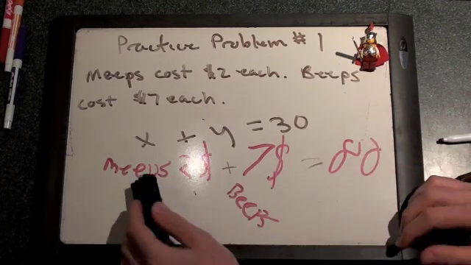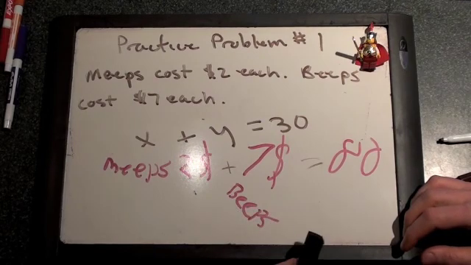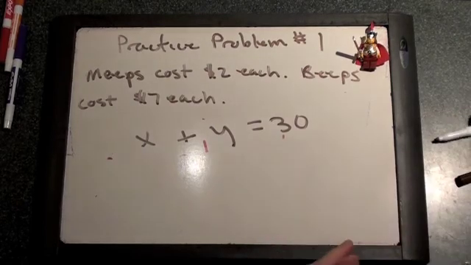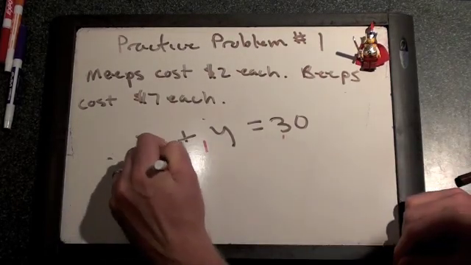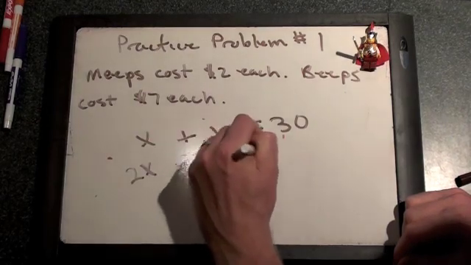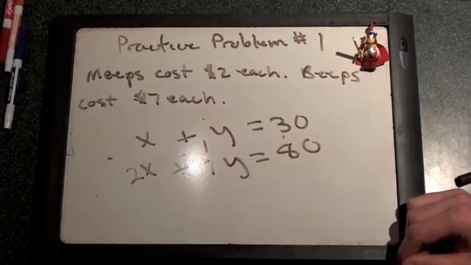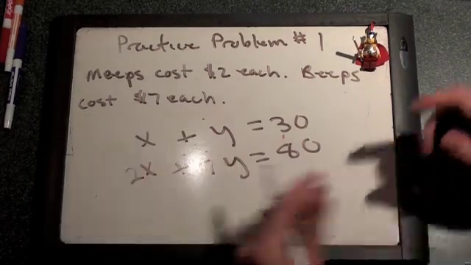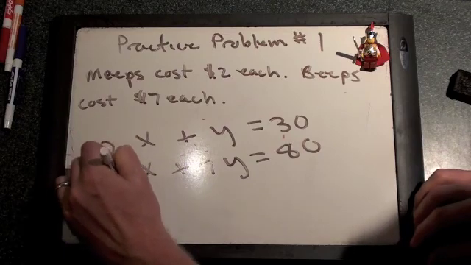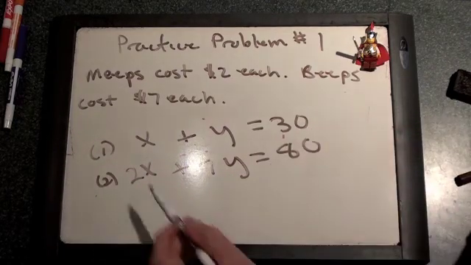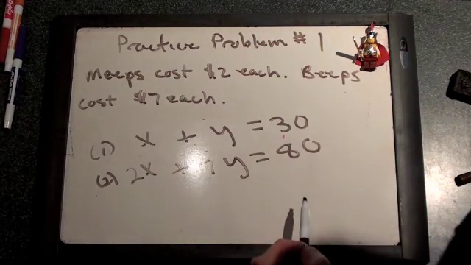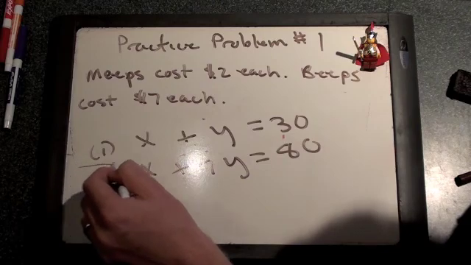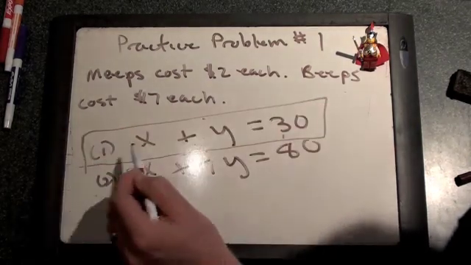Now, what did we call the meeps? X. What do we call the beeps? Y. So instead of writing meeps for $2 and $7 for beeps equals 80, we'll write 2x plus 7y equals 80. That's better. Now, usually we like to take our equations and try to subtract them. But we don't have any numbers that are the same. We have x and 2x, and we have y and 7y. So how do we modify equation number 1 to get a 2x in it?